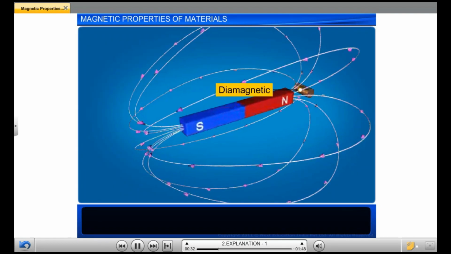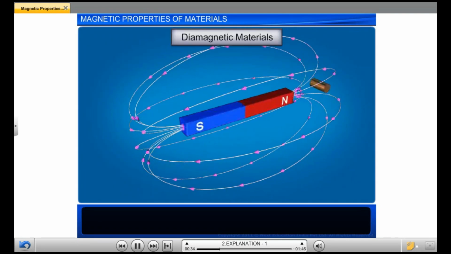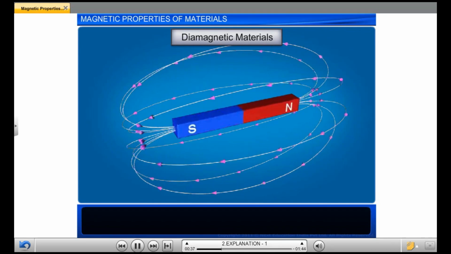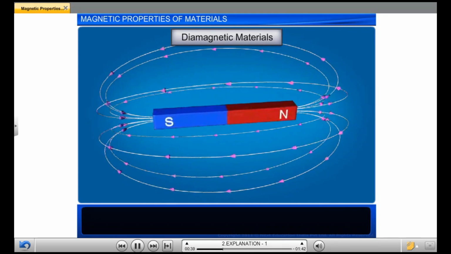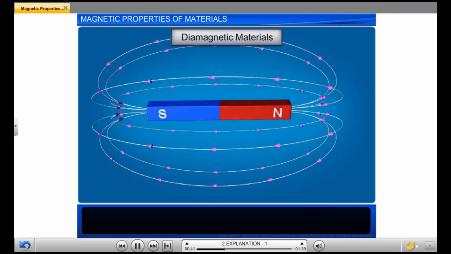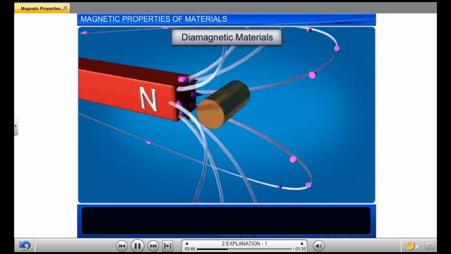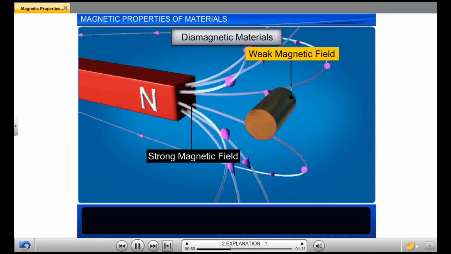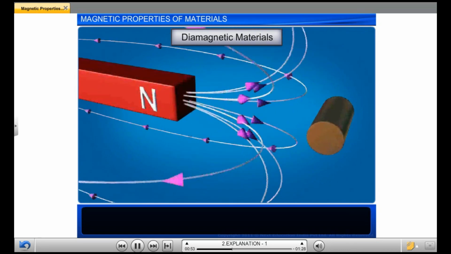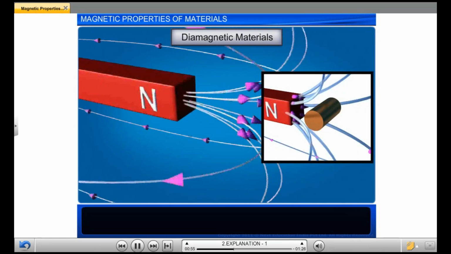Diamagnetic materials are the materials that are repelled by magnets. When a bar of diamagnetic material is placed in a non-uniform external magnetic field, it tends to move from a region of strong magnetic field to a weaker magnetic field. We also observe that the magnetic field lines are expelled or repelled by the diamagnetic material, and the magnetic field inside the material is reduced.